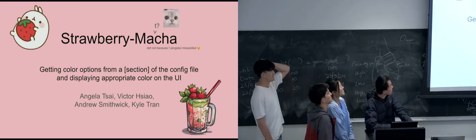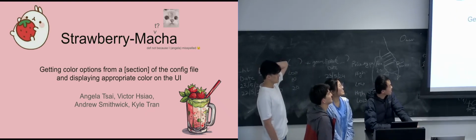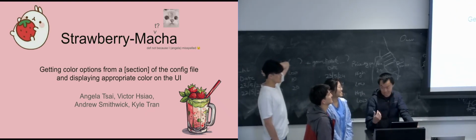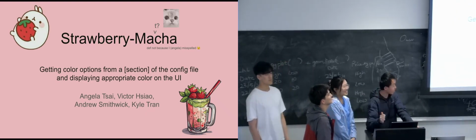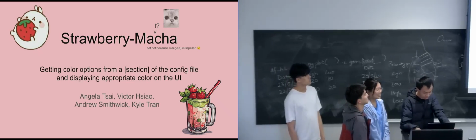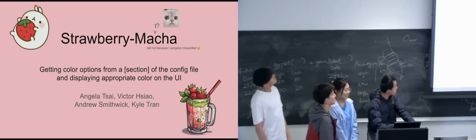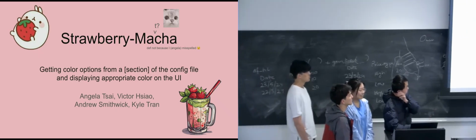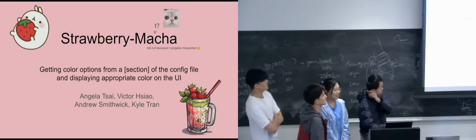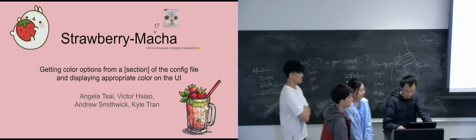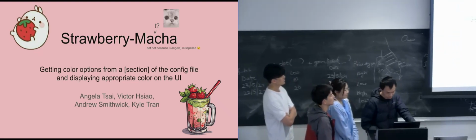We're starting Moksha without the T. So it's me, Angela, Andy, and Kyle. And today our project is what it says, which is just getting color options from a section of the config file and then displaying the appropriate colors for the idle color.